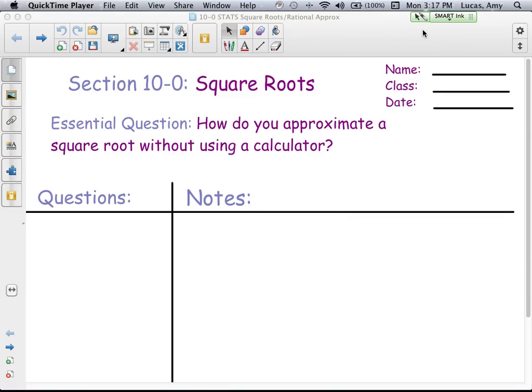Lesson 10-0, square roots. Our essential question is, how do you approximate a square root without using a calculator? It's a really important skill for you to have because when we take our MCAs this year, you are probably not going to be able to use a calculator when you're working with square roots and rational and irrational numbers. So we're going to teach you today how to make approximations without a calculator.